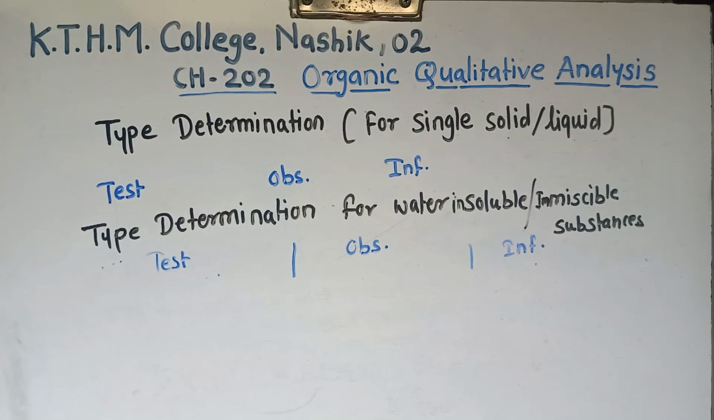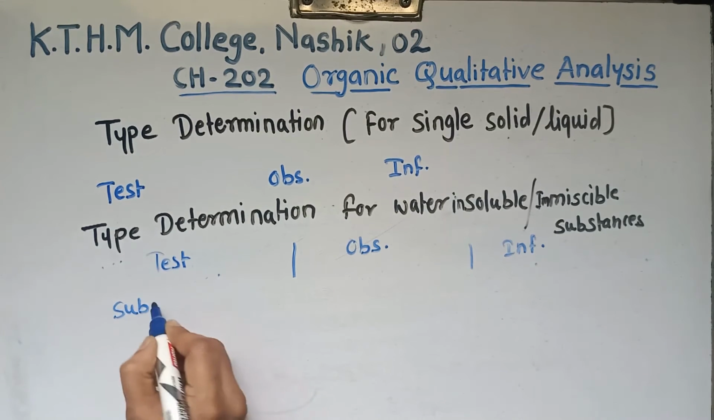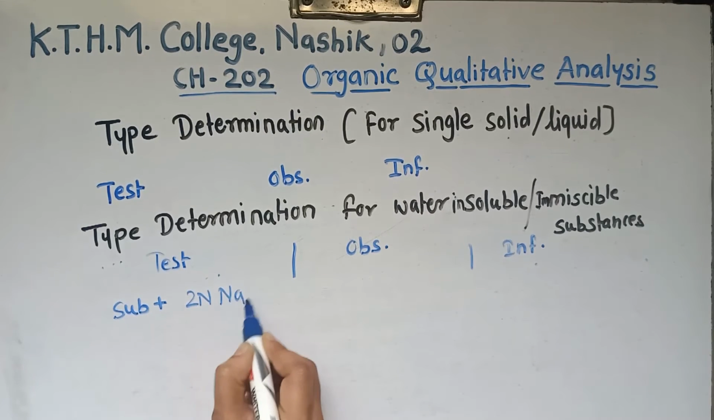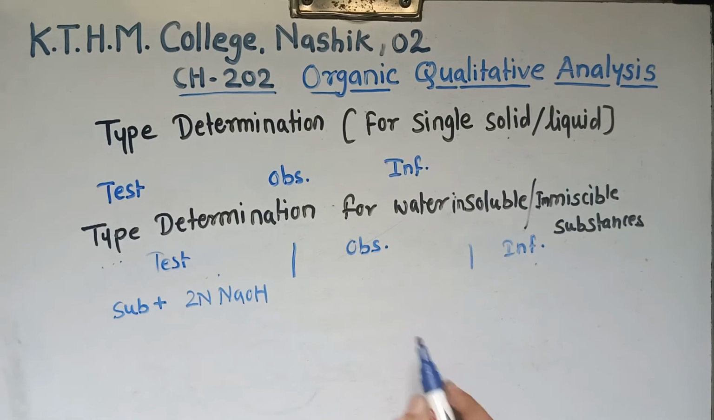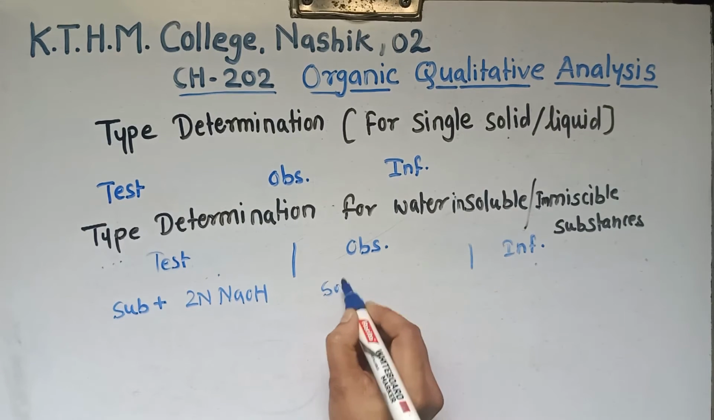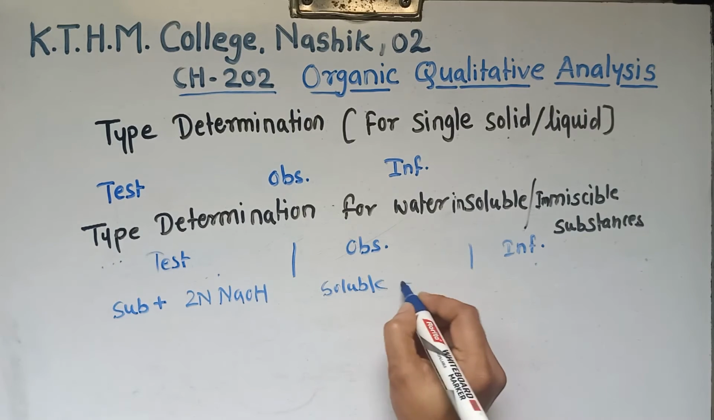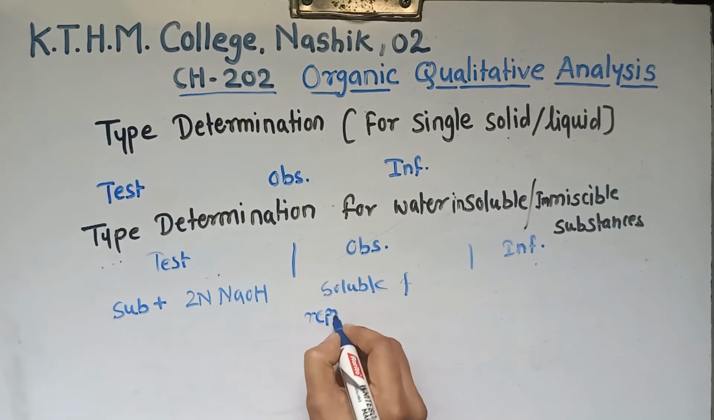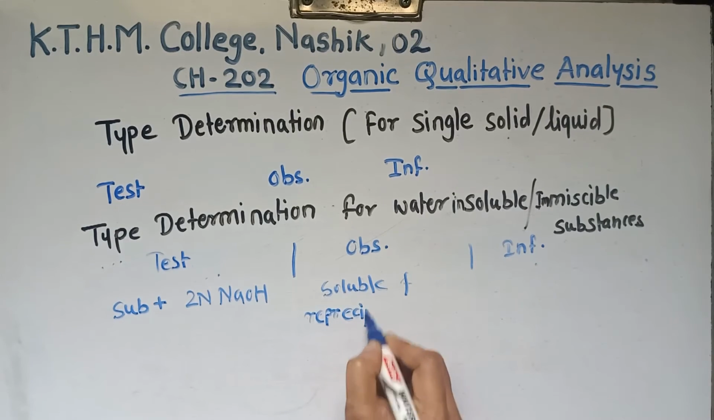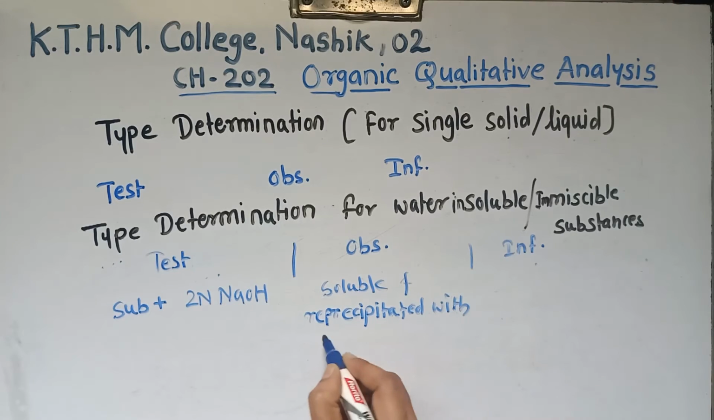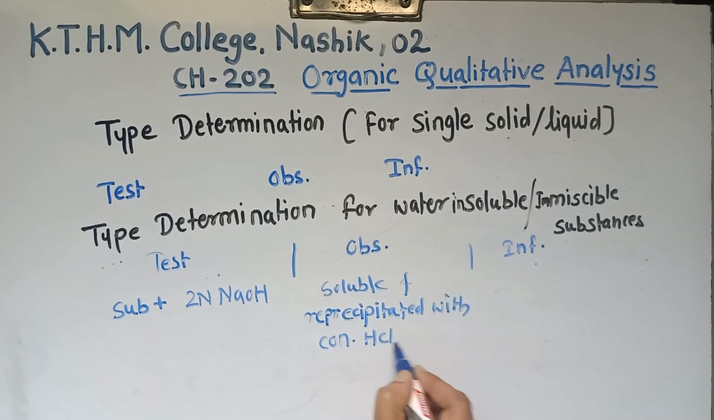Test for phenol. We take a substance, and in that we add 2 normal NaOH. Then again it is soluble. Our compound is soluble in that NaOH and again it is reprecipitated with concentrated HCl.